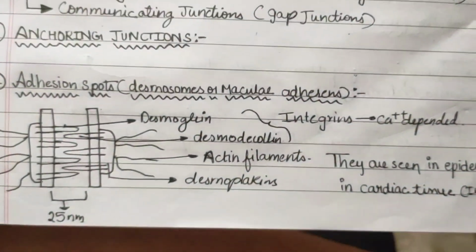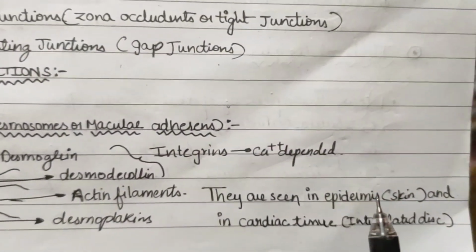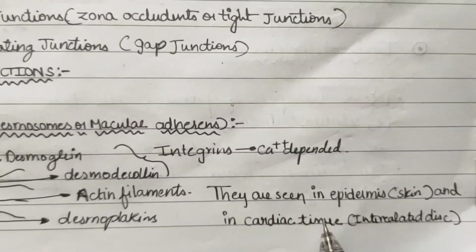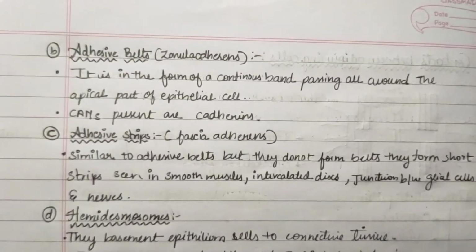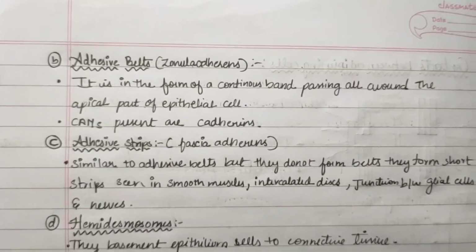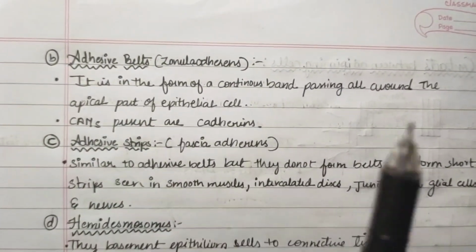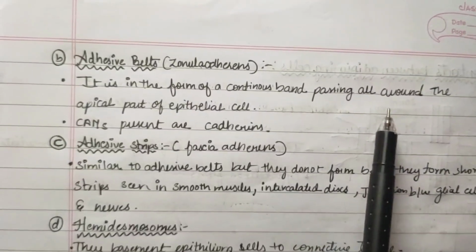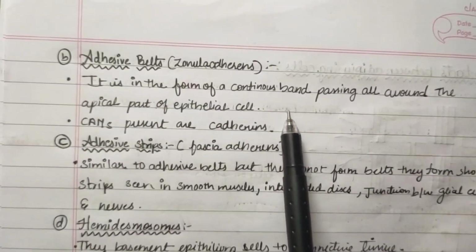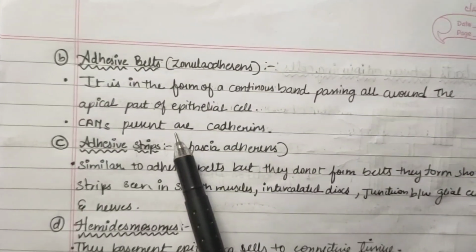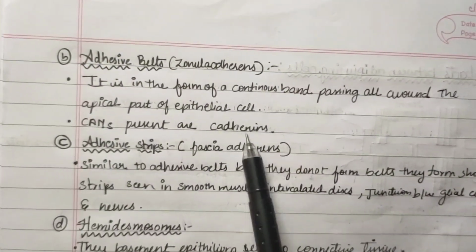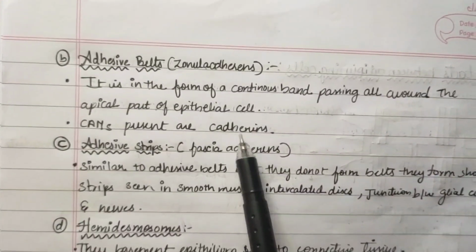These are seen in the epidermis, skin, and in cardiac tissue, in the intercalated discs. Now the second type is adhesive belts, also known as zonula adherens, which form a continuous band passing all around the apical parts of epithelial tissue. Here CAMs like cadherins are present, which are also calcium dependent.